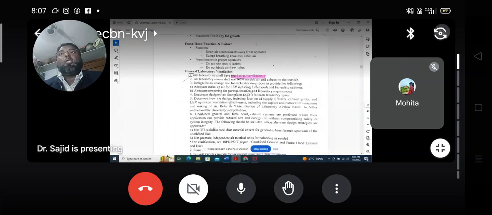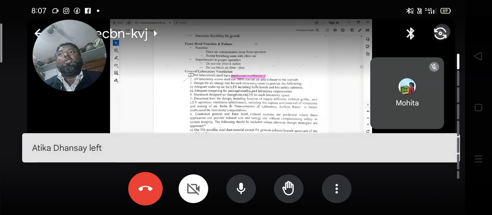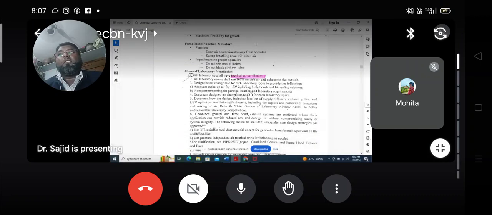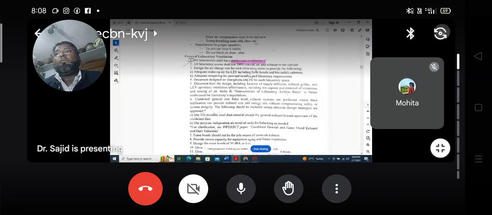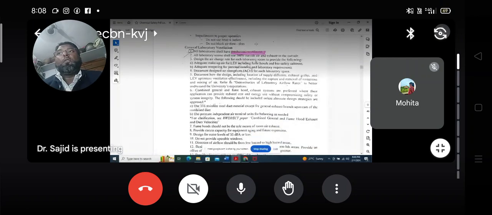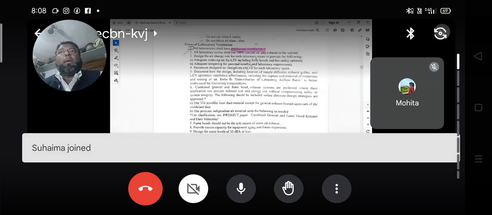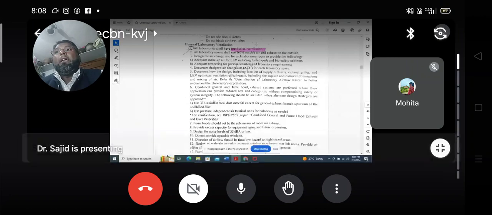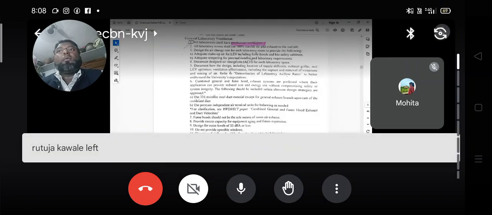Here, determination of the laboratory airflow rates to better understand the university expectations. That reference is given. Combined general and fume hood exhaust systems are preferred where their applications can provide reduced cost and energy use without compromising safety or system integrity. The following should be included unless alternate design strategies are approved, and we have to follow them. We have to use pressure independent air terminal units for balancing as needed. Fume hood should not be the sole means of room air exhaust.